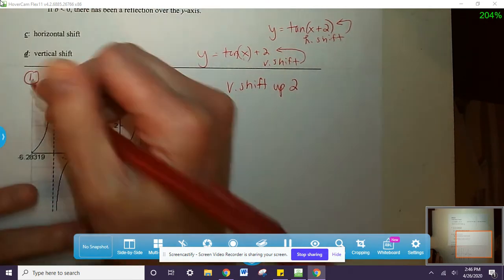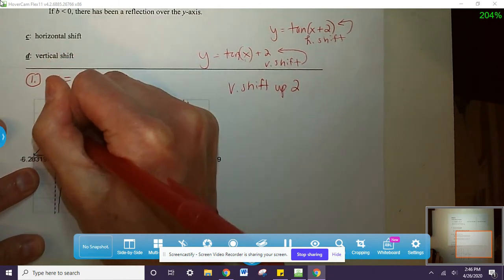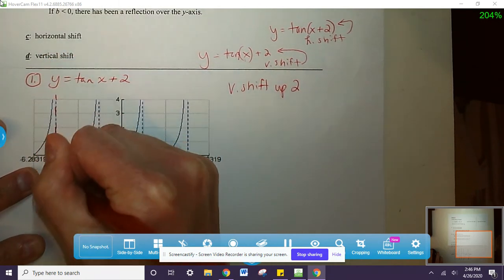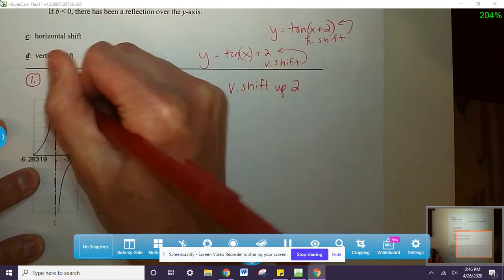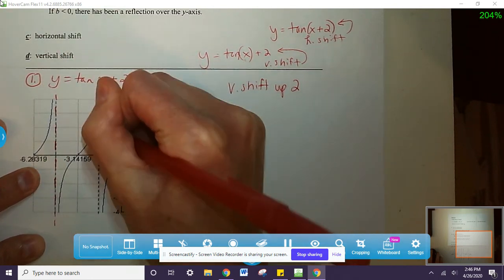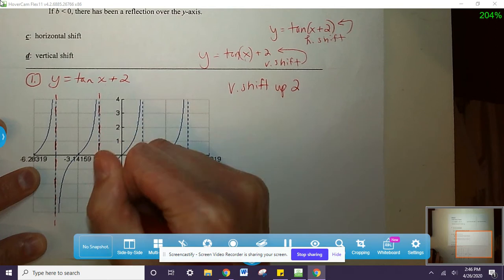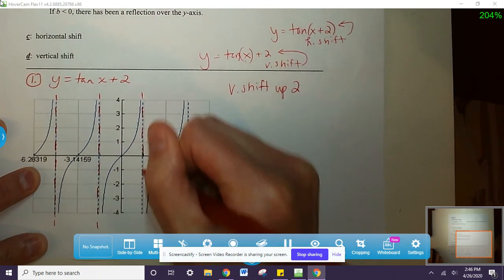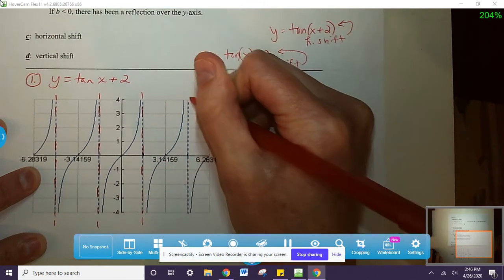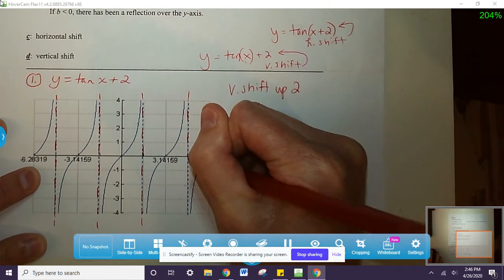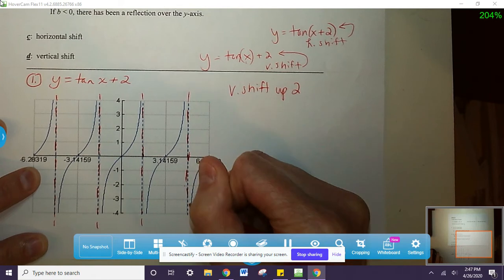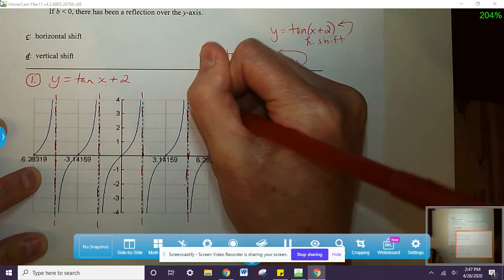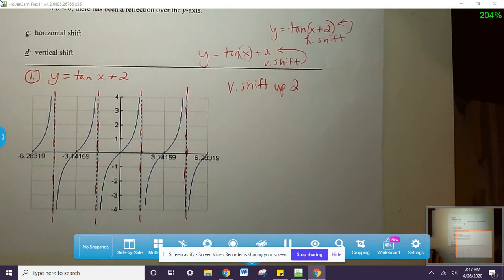So what I would do is grab a different color, because if you did print this, your pencil might not show up too great over the blue ink. And I would trace over those vertical asymptotes to start. I always start with the asymptotes. I've said that a couple times, so you might want to write that down. Just advice. And then what we want to do is take that tangent graph and move everybody up 2.